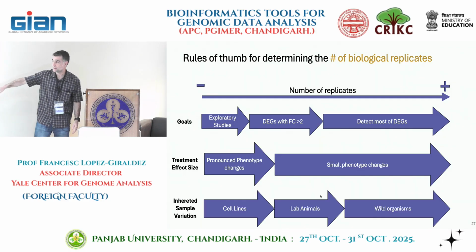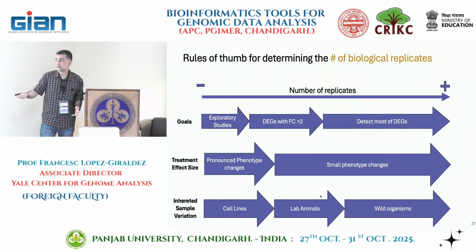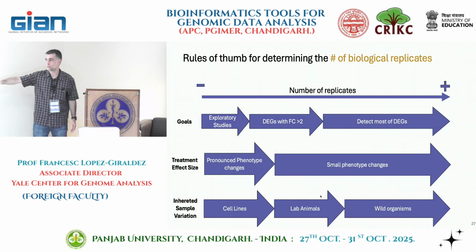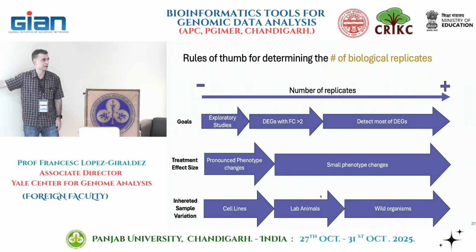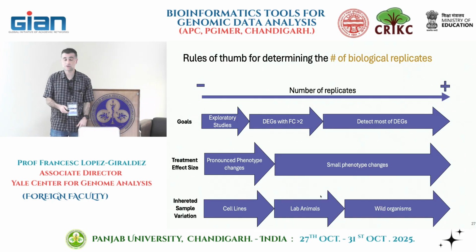And the other one we mentioned is this. You're growing cells in a plate. You are controlling so much of the environment in that plate. All the cells are equal. So probably you need fewer replicates than when working with lab animals, or with wild organisms like humans, where everybody has a different lifestyle. So you already have in mind a little bit of that concept.